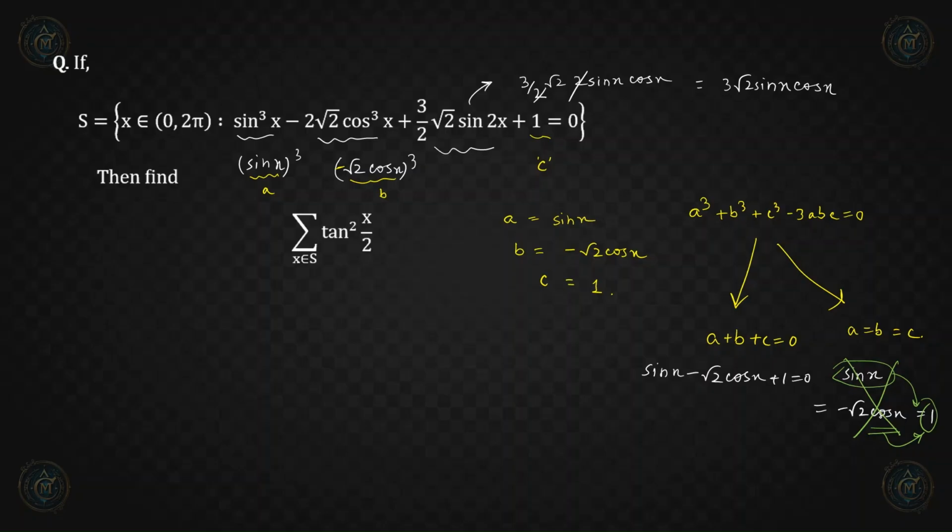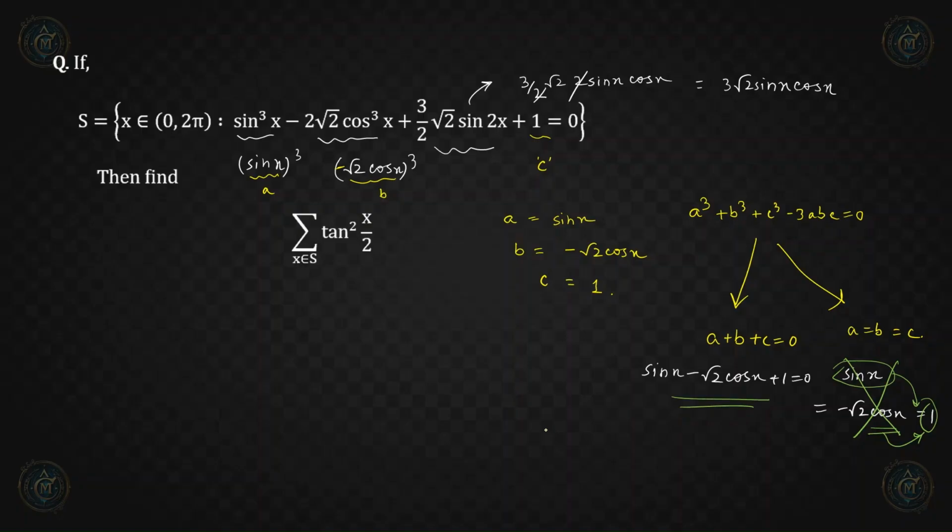So this case is omitted. This case is not possible, okay. So we have to work only on this case. That is how we can use this identity to simplify this cubic equation into a linear equation in terms of sine and cos.